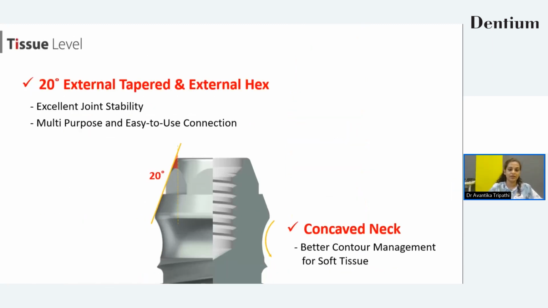It has an external hexagonal connection, and the connection is formed at an angle of 20 degrees with the abutment which is seated over it. It has a contoured or concave neck, which helps in holding the soft tissue very nicely. So it helps in giving a very nice contour to the soft tissue.